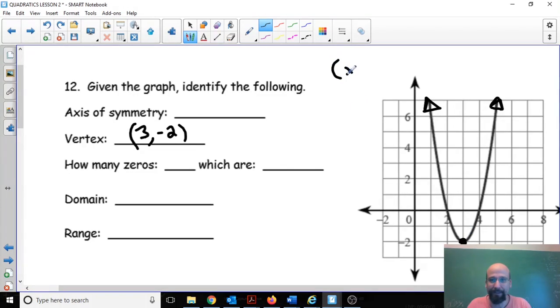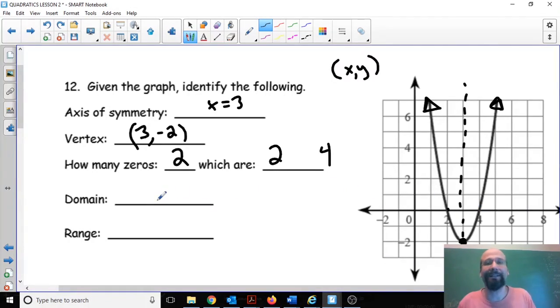Remember, an ordered pair is an x and a y. So this is your axis of symmetry. And that's just 3 on the x. Right, axis of symmetry is on the 3. So there's how many zeros? How many times does this quadratic cross the x? Crosses it twice, and it's 2 and 4. Because it crosses at 2 and it crosses at 4.